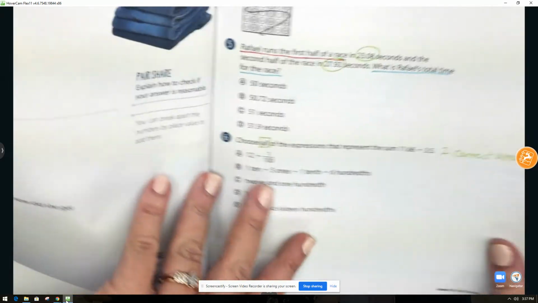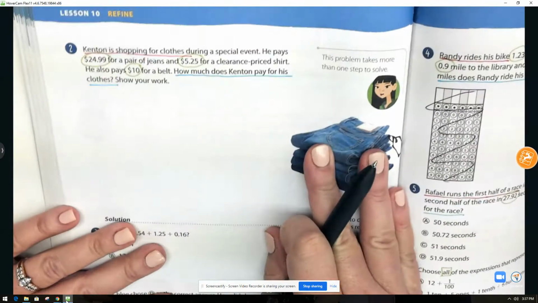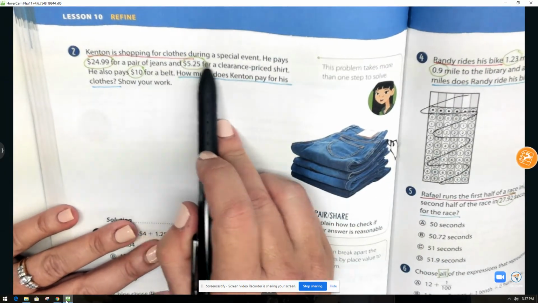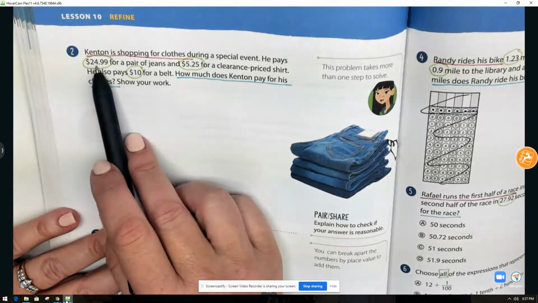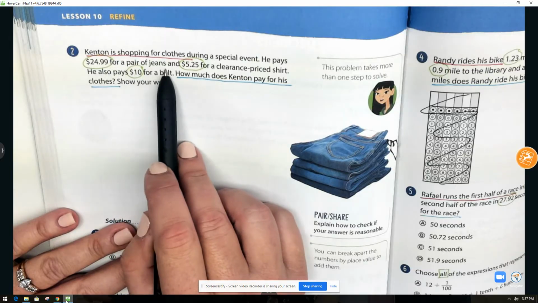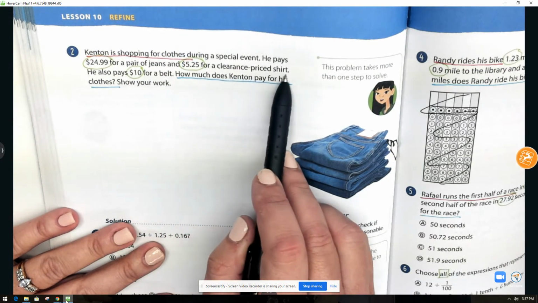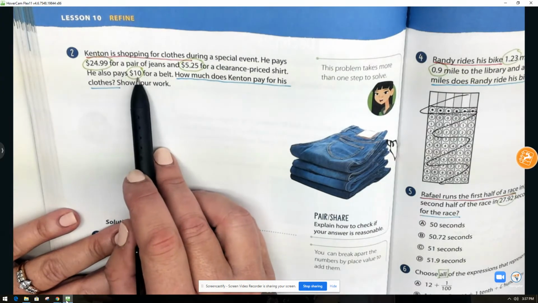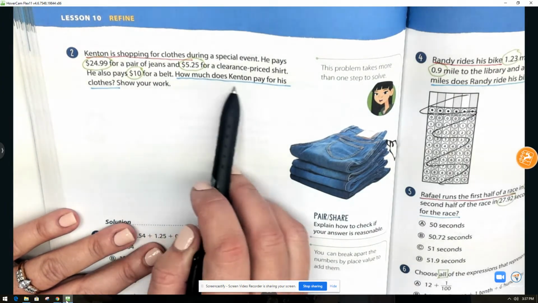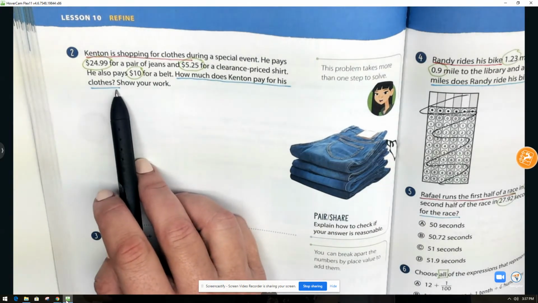Number 2 says Kenton is shopping for clothes during a special event. He pays $24.99 for a pair of jeans and $5.25 for a clearance price shirt. He also pays $10 for a belt. How much does Kenton pay for his clothes? Show your work.